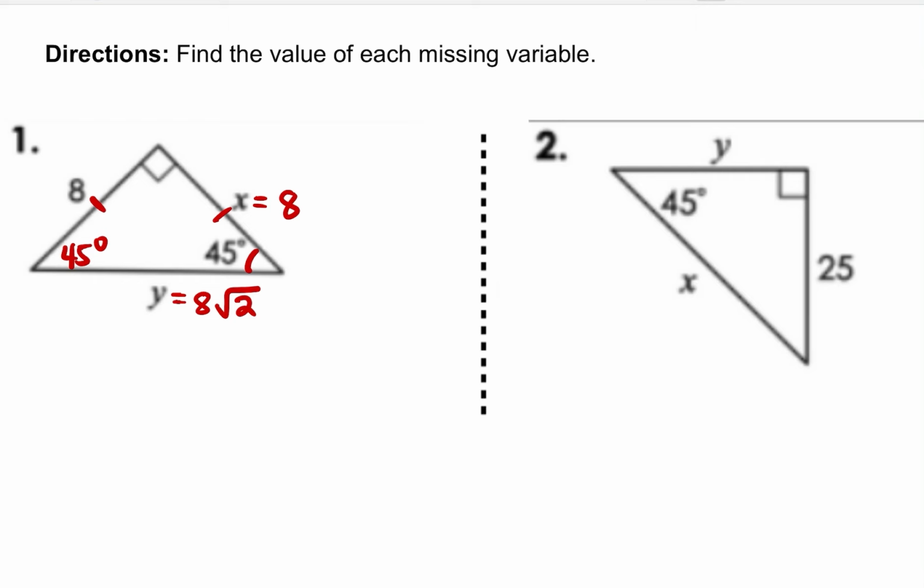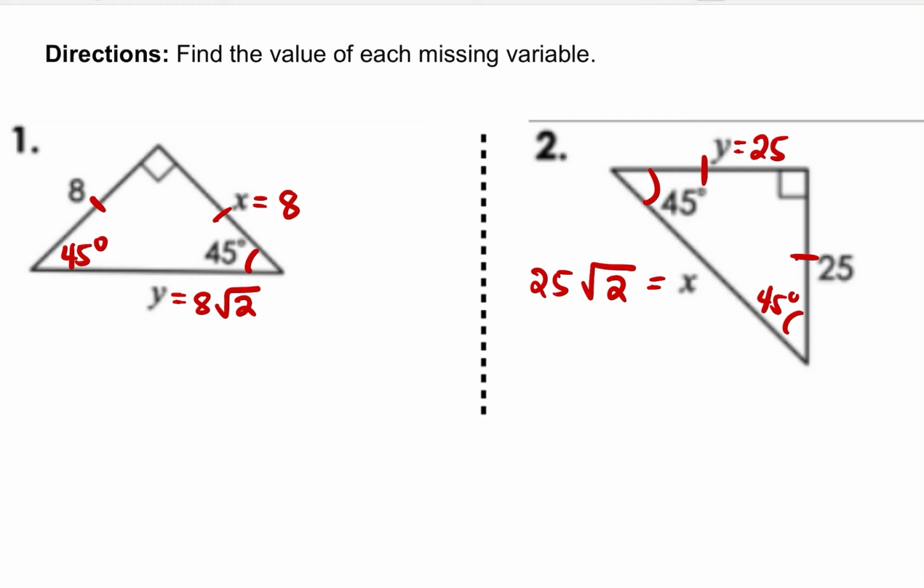Number 2. We are given the side, the leg. So this is 25, and we've got 45 right here. So this is also a 45-degree angle. So then that leg is going to be equal to this leg, which makes 25. And the x is going to be 25 square root of 2.